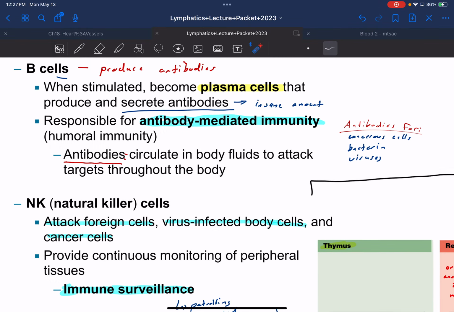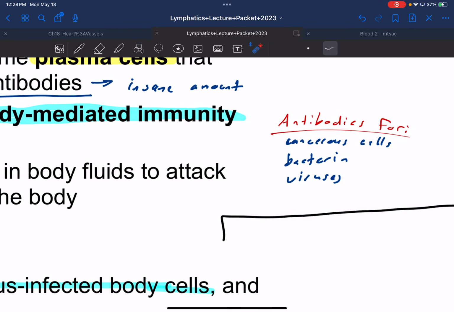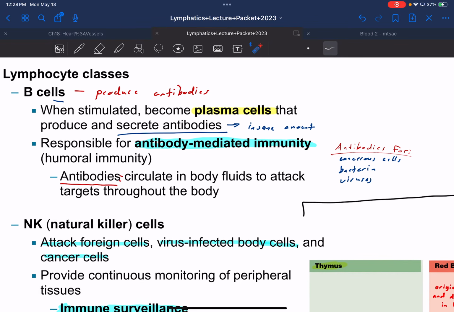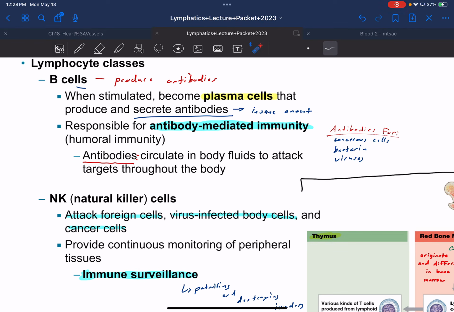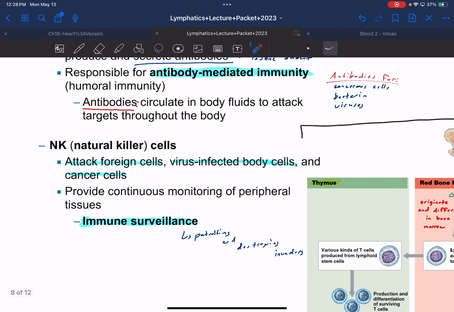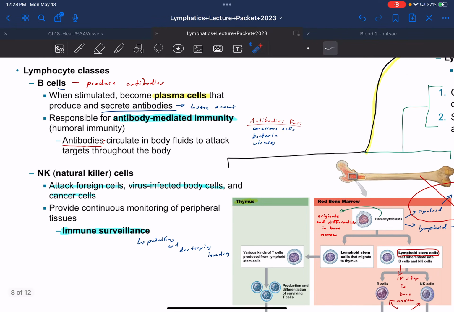And natural killer cells, exactly what the name implies. Attack foreign cells, virus-infected bodies, and cancer cells. This says antibodies for cancerous cells, bacteria, and viruses. So you can have antibodies for all of those things. For cancer cells, bacteria, or viruses. What does that say on the top? Something amount? Insane amount. Oh, insane amount. Yes.